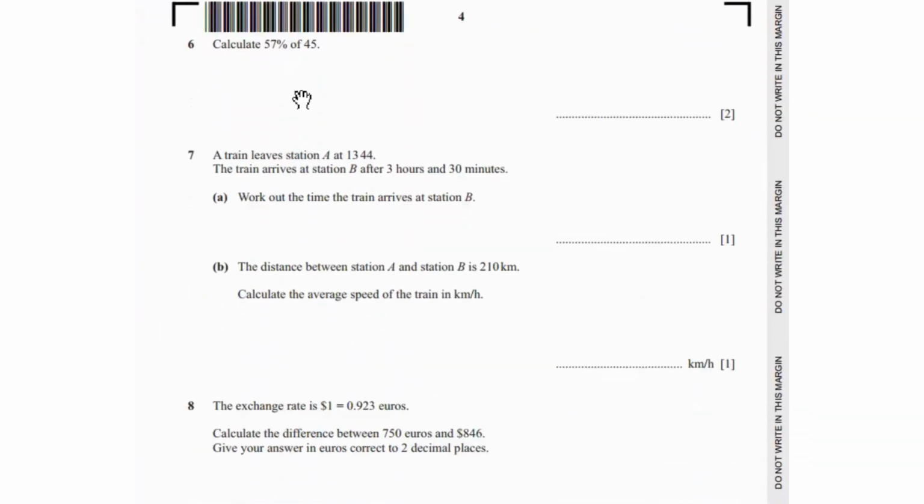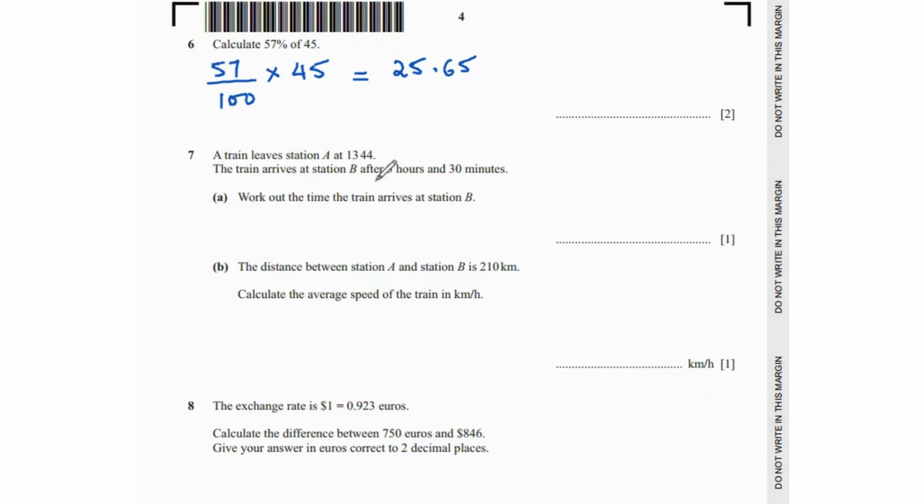Then it says calculate 57% of 45. Very straightforward. 57% is 57 over 100. Of means multiply. And then 45. That gives us 25.65.